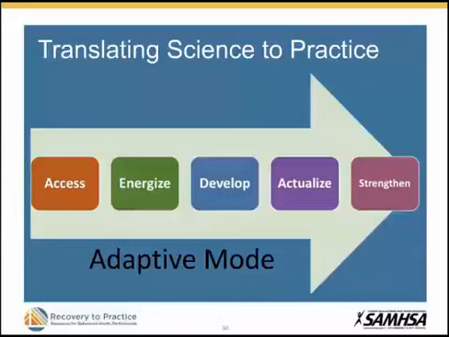The fourth square there for you is actualizing the adaptive mode. And what I mean by that is you're actually doing the things that are related to your values and your aspirations.